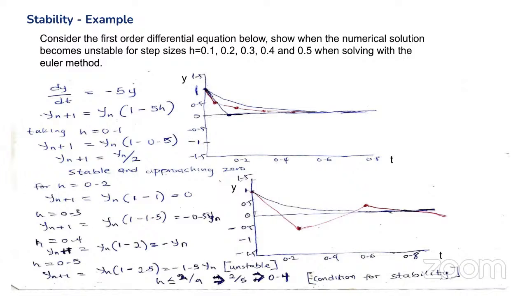So considering step sizes h equals 0.1, 0.2, 0.3, 0.4, and 0.5 respectively. Taking h to be 0.1, our yn plus 1, if we substitute the values there, will be yn over 2. What that implies is that, as Miriam was explaining, we always use the previous value to get the next value of y. So for every step of size h equals 0.1, the next value will be half the previous value.